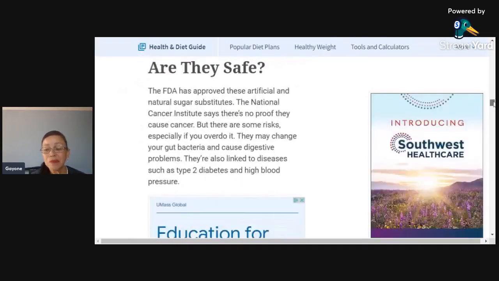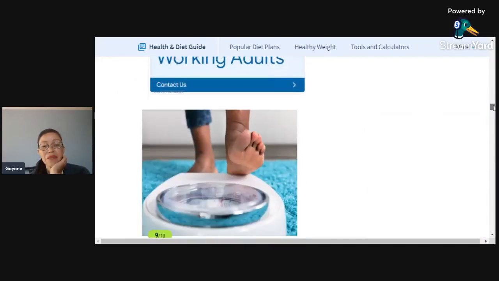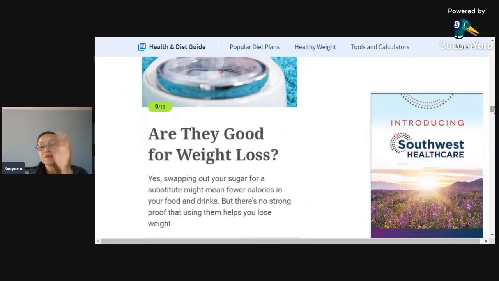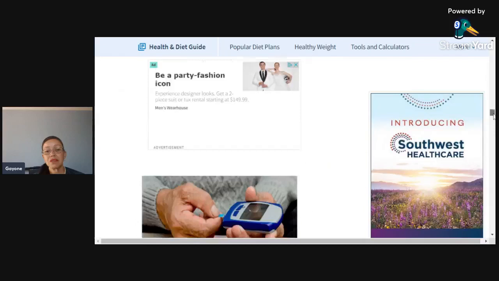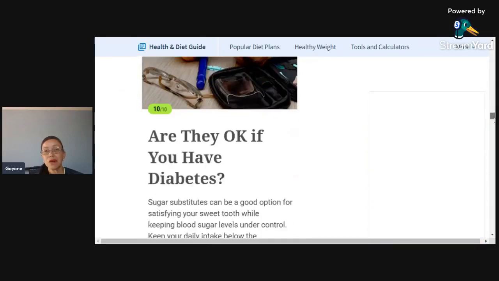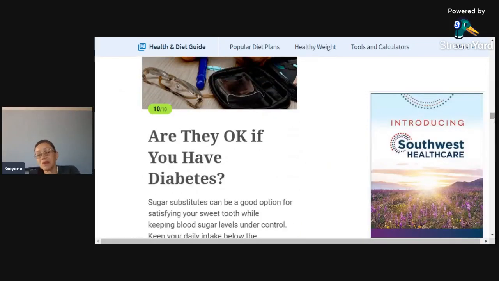This is one of the reasons why I want to educate us on sugar substitutes, okay? Because when you're diabetic, you're trying to limit the amount of sugars that you're consuming. You're swapping. So are they good for weight loss? Yes, swapping out your sugar for a substitute might mean fewer calories in your food and drinks, but there's no strong proof that using them helps you lose weight. So, basically, moderation. Once in a while, you can have some sweets, but you don't want to make it a regular habit of consuming sweets and sugars.